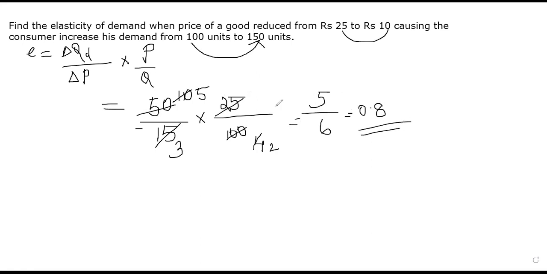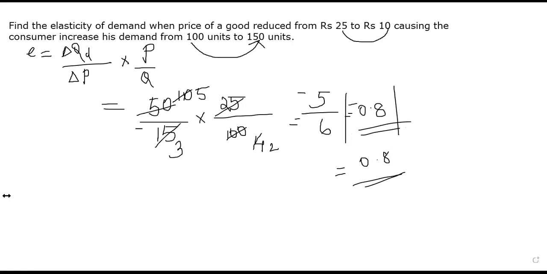Okay. This is equal to 0.8. Fine. 5 by 6 is your answer, 0.8. I told you it will be negative. Obviously, it is going to be negative, but we take the absolute value, the modulus value. So our answer will be 0.8. I hope you got the answer. Most of you have got the answer. Okay. Can we do one more problem?